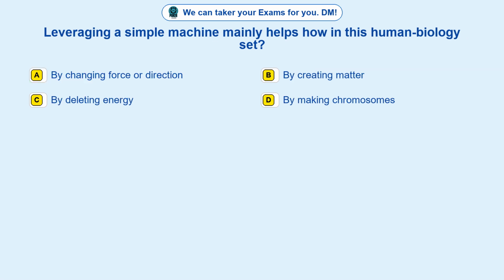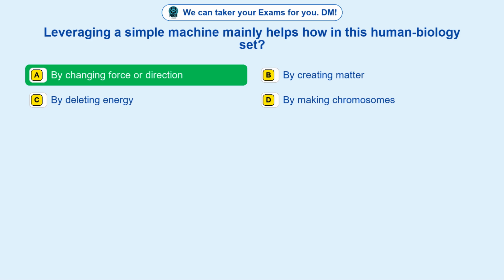Question 63. Leveraging a simple machine mainly helps how in this human biology set? Option A. By changing force or direction. Option B. By creating matter. Option C. By deleting energy. Option D. By making chromosomes. The correct answer is option A. By changing force or direction.